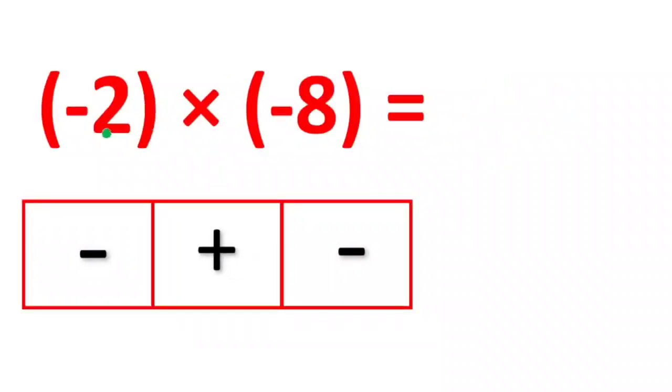Now see the next question, negative 2 multiply negative 8. First we multiply 8 and 2. 8 twos are 16. We get 16. What is the sign here, positive or negative? This trick will give the answer. Match the signs: this is a negative sign and this is a negative sign. What is the remaining sign? Positive. So we get positive 16. That means negative 2 multiply negative 8, we get positive 16.